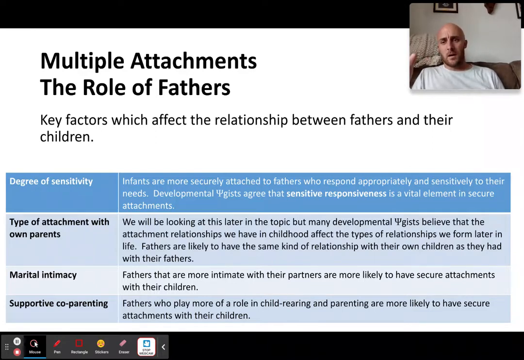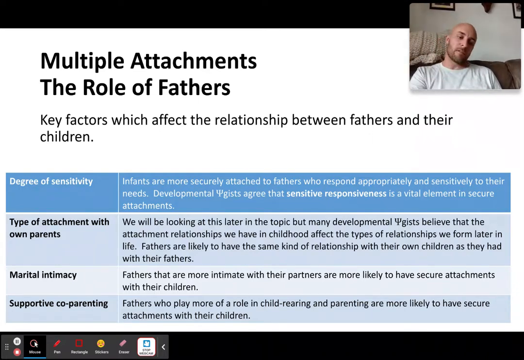Marital intimacy. I know you don't want to think about marital intimacy too much. You don't want to know how close your mum and dad are, or your step parents, for example. But fathers that are more intimate with their partners are more likely to have secure attachments. So basically, do your parents get on? Do they engage in relationship maintenance techniques such as date nights? Psychology can't really measure love, but do they love each other, for example? If they do, you're probably going to have secure relationships with your attachments.